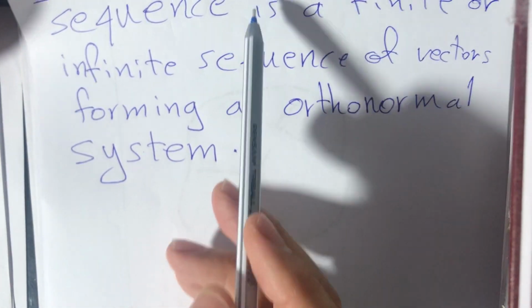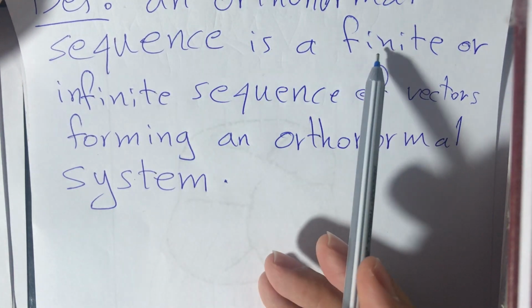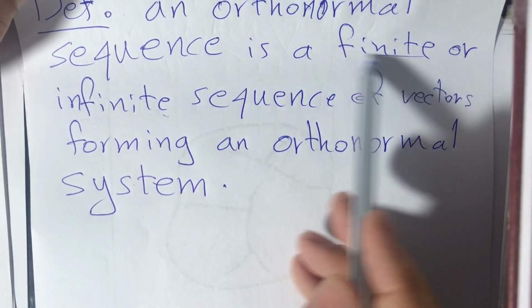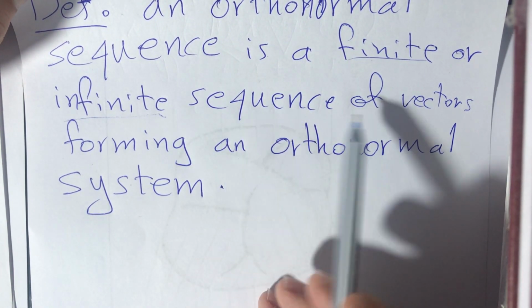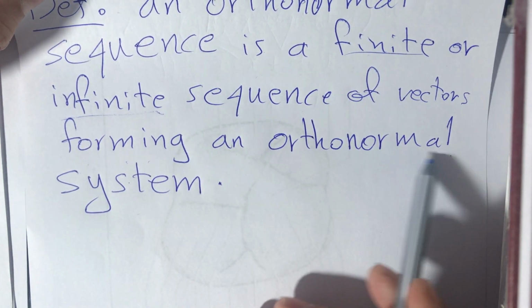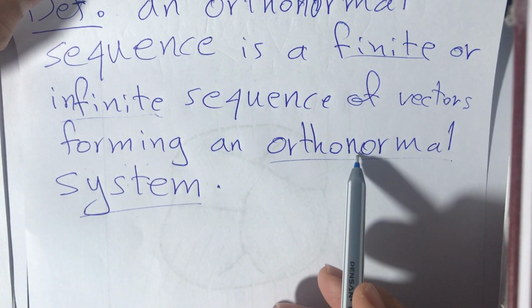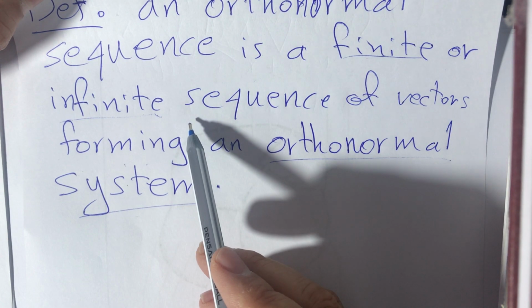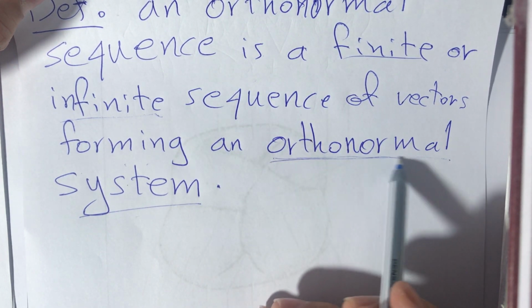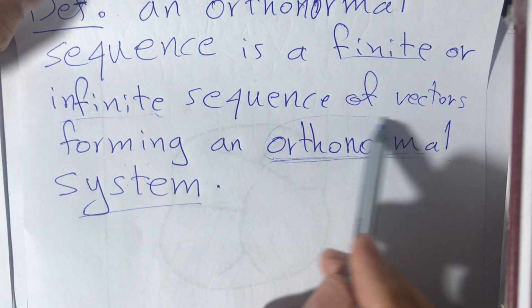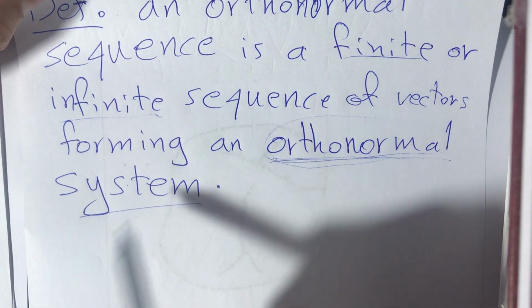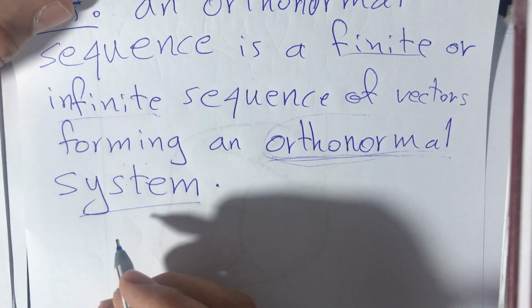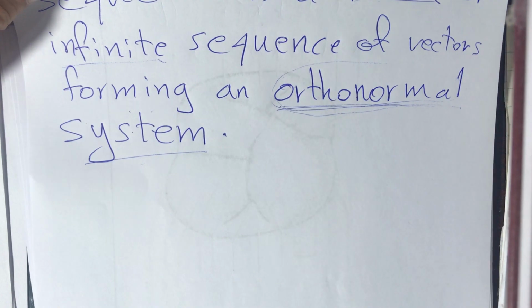An orthonormal sequence is a finite or infinite sequence of vectors forming an orthonormal system. This is not any vectors. It has to be an orthonormal system. Remarks.